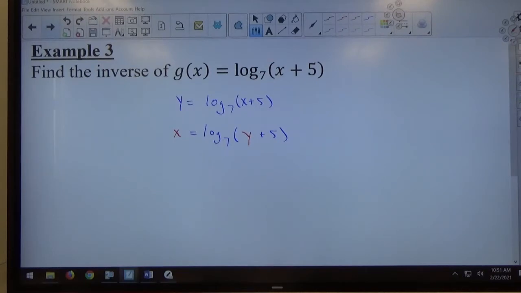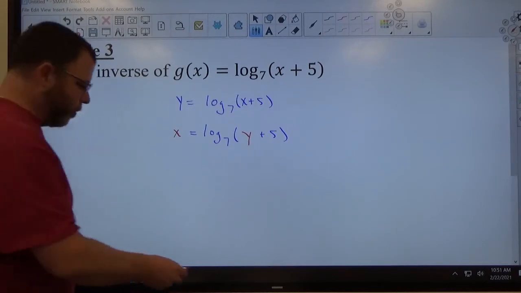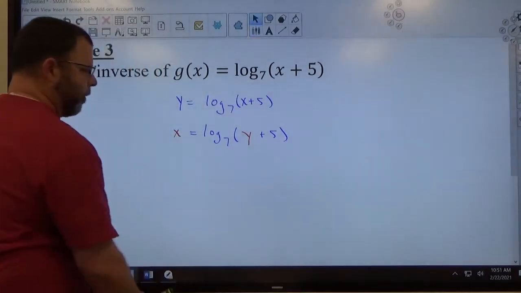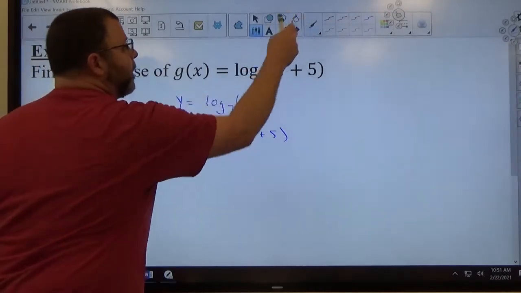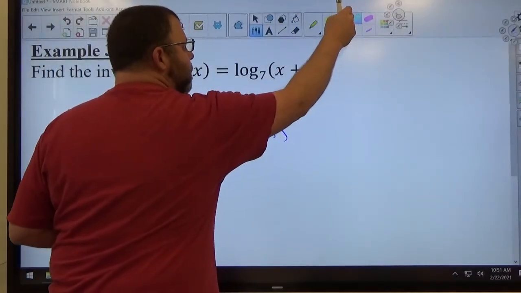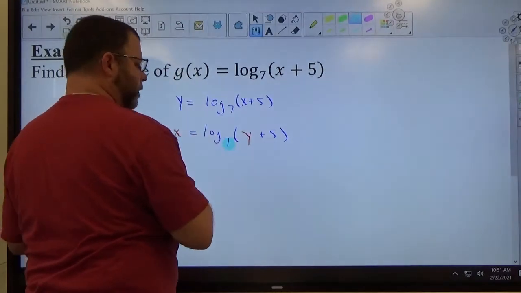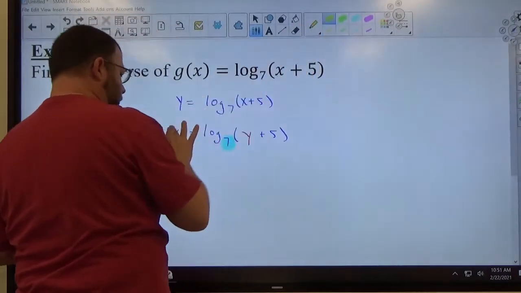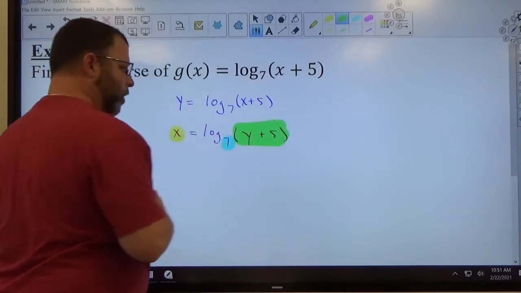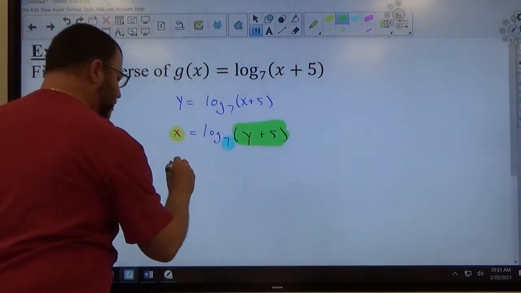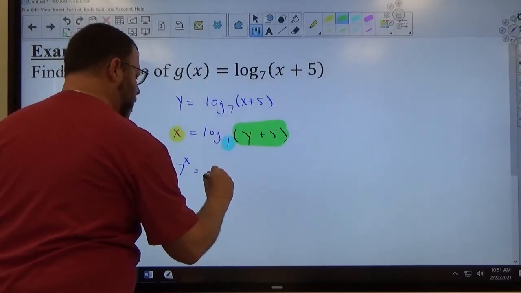My task is to get this to say y equals. So to get y equals, currently y is living inside a logarithm. So I need to get y outside the logarithm. So I'm going to rewrite it as an exponential function. So to write logarithmic to exponential, I take the base 7 to the power x equals the argument y plus 5. I'm going from logarithmic to exponential. It's going to be 7 to the x power equals y plus 5.